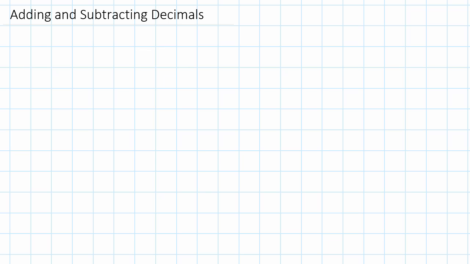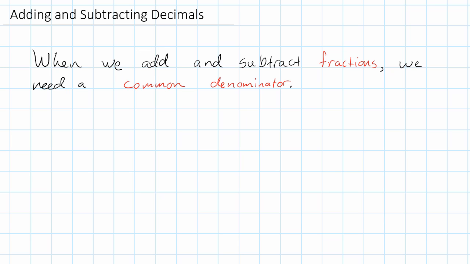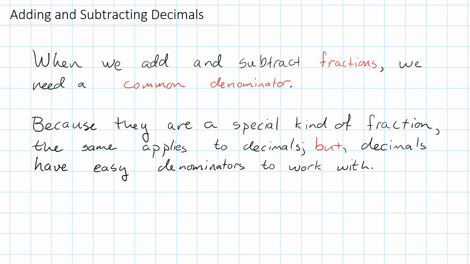When we remember that decimals are a special kind of fraction, the way that we add and subtract decimals becomes easy to remember. Remember, when we add and subtract fractions, we need to have a common denominator. Because they are just a special kind of fraction, the same applies to decimals. But these special denominators that decimals have make them very easy to work with. Rather than go into detail on the theory, let me show you an example.